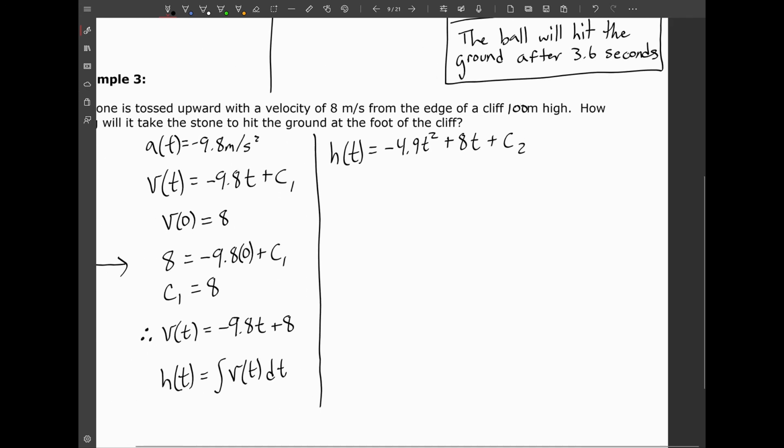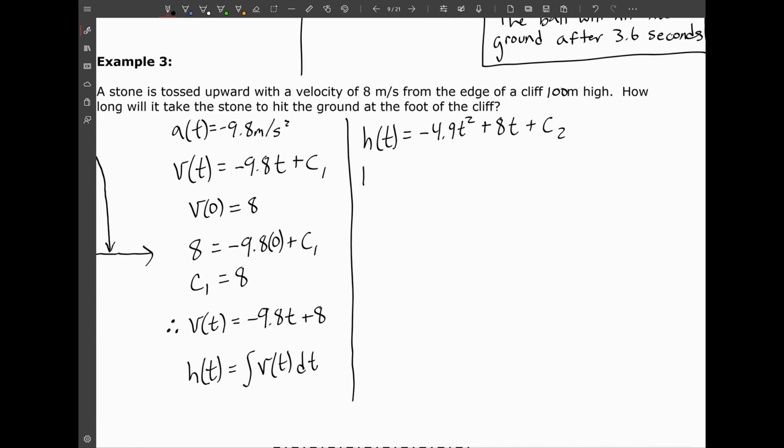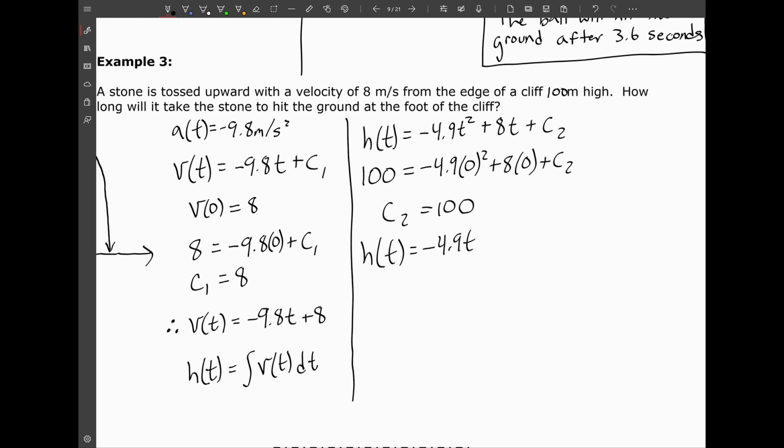But we know that at time 0, hey, it's 100 again. So we have that this is negative 4.9 times 0 squared plus 8 times 0 plus c2. So c2 is equal to 100. And just like before, we see that, again, our c2 is just our y-intercept. Negative 4.9 t squared plus 8t plus 100. It's just a quadratic, right? This is very similar to Math 20-1 in terms of dealing with parabolic travel.